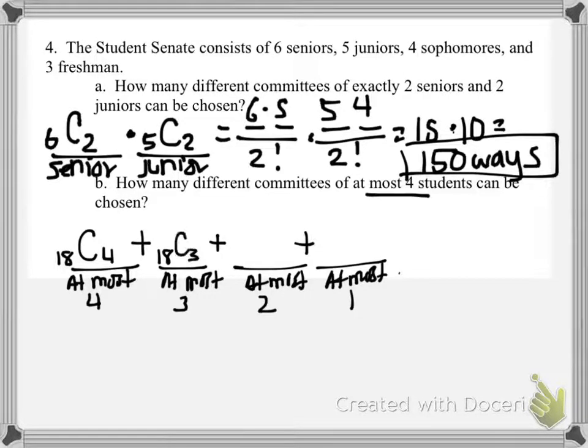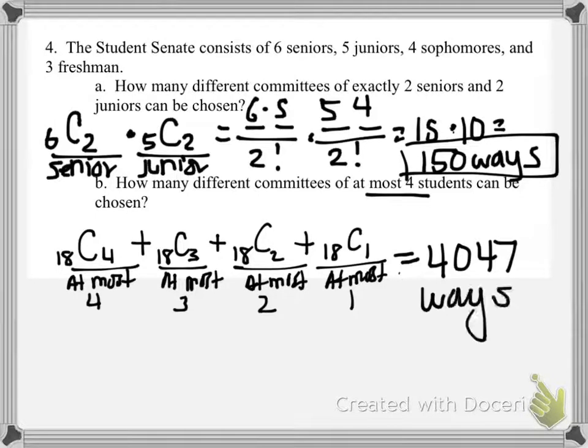The next one would be a committee of 3. The next one, committee of 2. And the next one is committee of 1. So if you plug into the formula or crunch the numbers, you get 4,047 ways. Actually, it might be confusing if I wrote the at most, so maybe committee of 4, 3, 2, 1. That might be easier to understand.